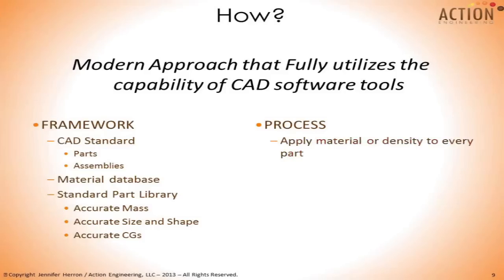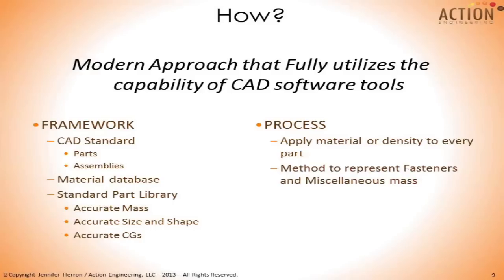The process to do this is you apply a material or a density to every part. And I do it in that order. The first question you ask yourself is, can I apply a standard material? The second question I ask myself is, well, if I can't apply a standard material, can I assign a mass property? Most CAD systems will let you do this. They will let you assign a mass and assign a density, a center of mass, and even a moment of inertia.